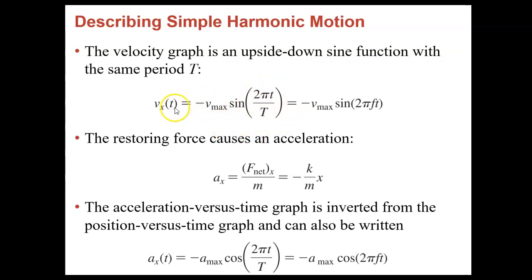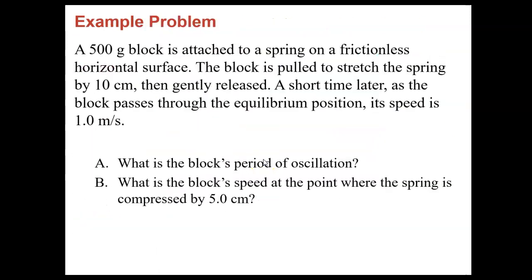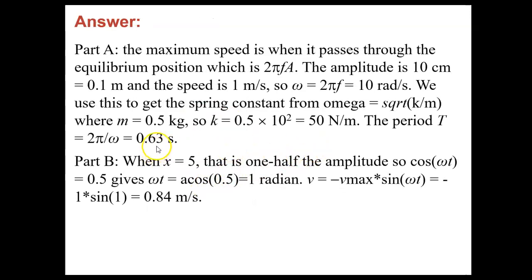We know at a certain time, we know what speed, we can solve for that. So I would like you to try to solve this on your own. The answers are 0.63 seconds and 0.84 meters per second. This talks about angular speed. You don't have to worry about the angular speed. You can just use the formulas already given to you beforehand.